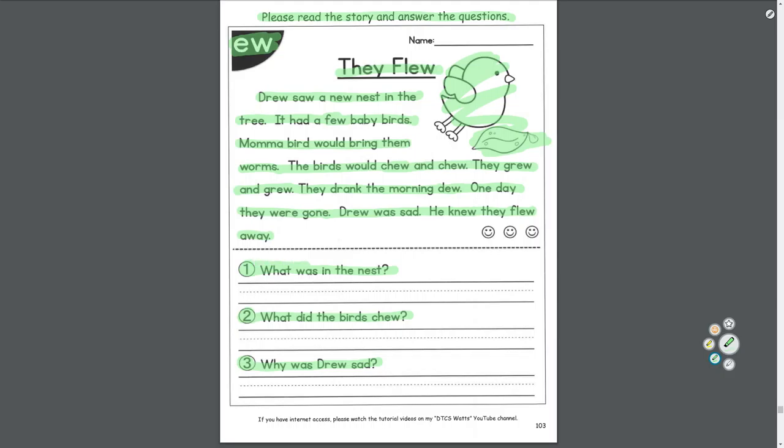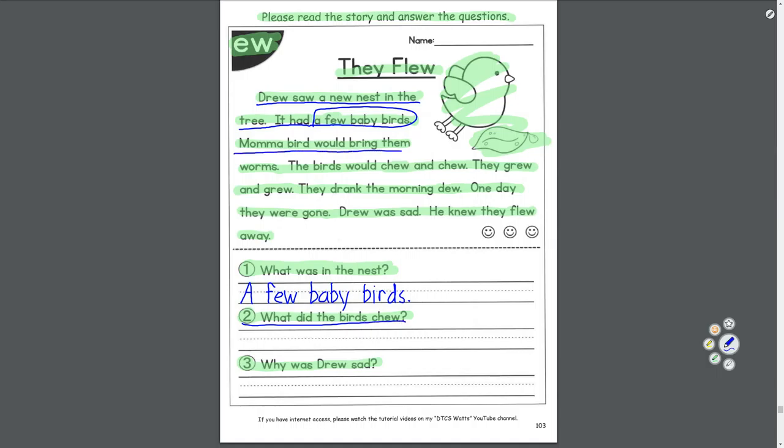Number one, what was in the nest? Drew saw a new nest in the tree. It had a few baby birds. A few baby birds. Uppercase at the start. A few baby birds. Period.